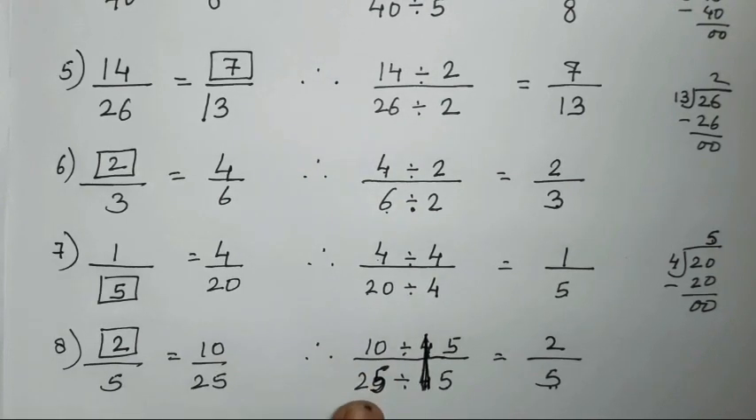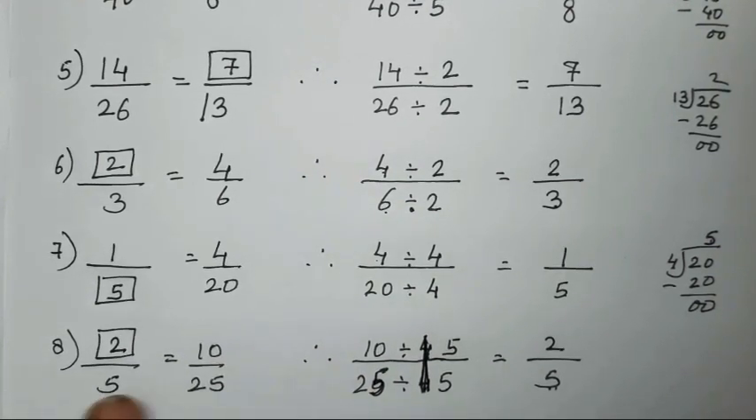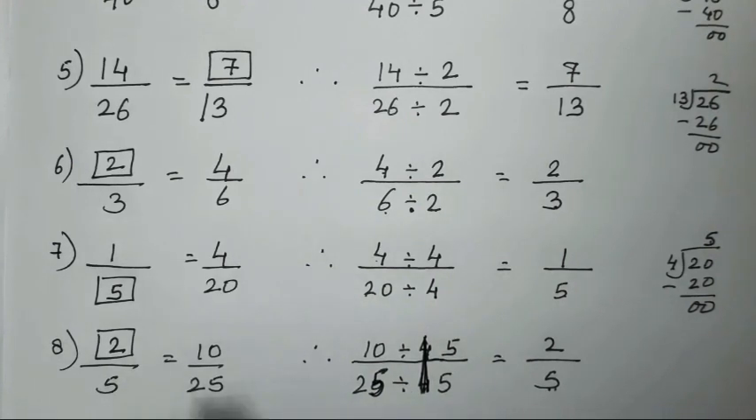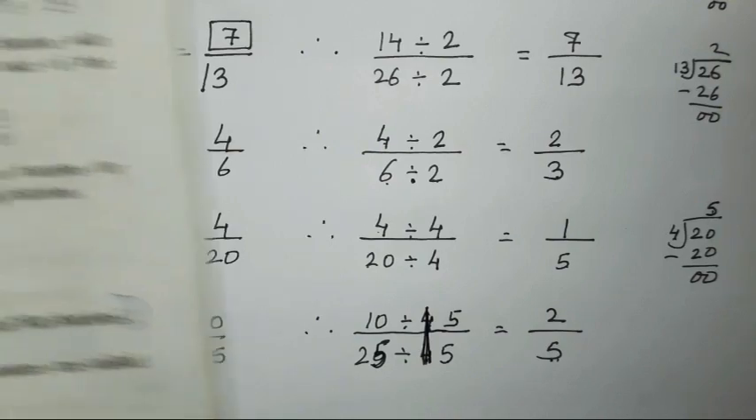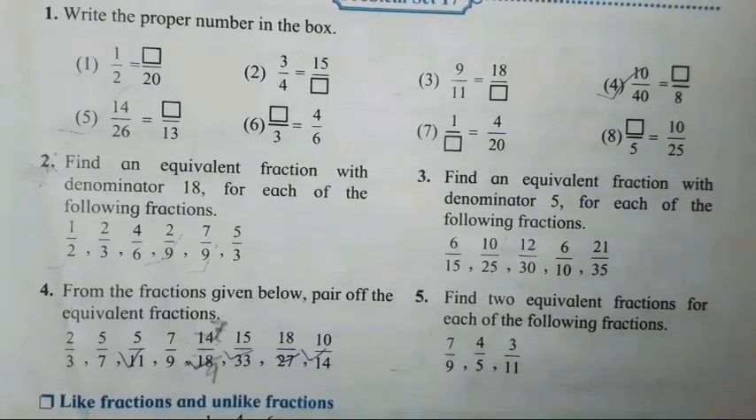Okay, 10 upon 25 divided by 5, you are going to get the answer. By division, the answer is going to be 2 upon 5. Now this is the end of the first question.